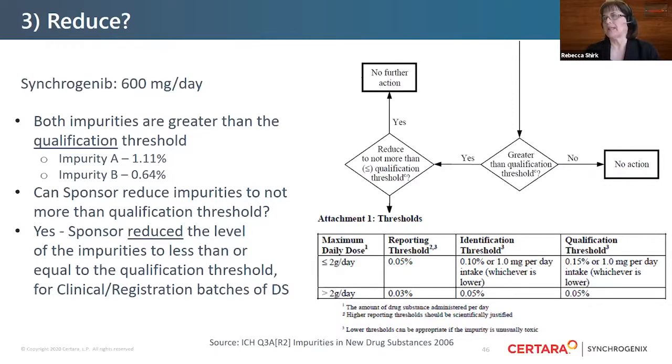Again, this is based on the maximum daily dose. Both impurities do exceed the qualification threshold of 0.15% in the drug substance, or 1.0 milligrams per day intake of the impurity. So according to the decision tree, obviously the most expedient route is to try to reduce the impurity levels to less than the qualification threshold. In this case, the client was successfully able to reduce the level of the impurities in subsequent batches of drug substance used for clinical studies and for the registration batch. So the impurities are not believed to pose a risk to humans. Qualification of safety for human use is not needed.